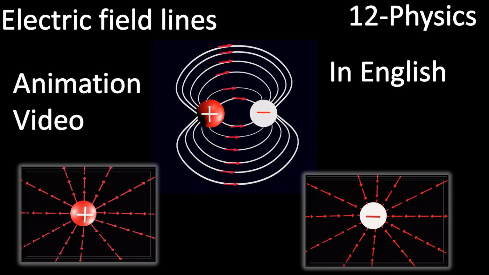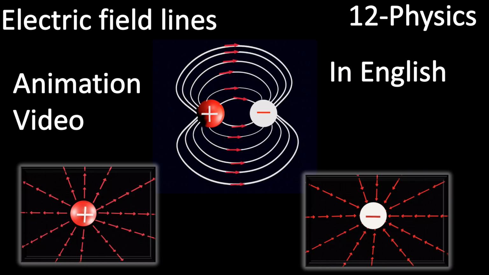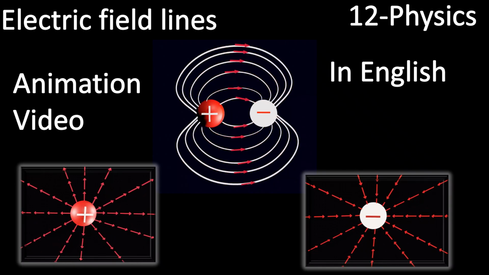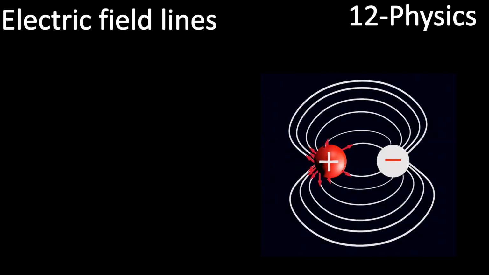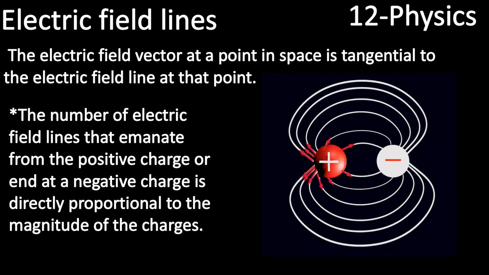Usually, we follow some rules while drawing electric field lines for the charges. In this video, we are going to see the rules for the electric field lines. The number of electric field lines is directly proportional to the magnitude of the charges. If the magnitude of the charge is large, then more electric field lines are produced.